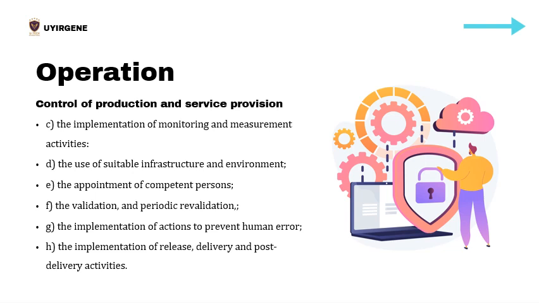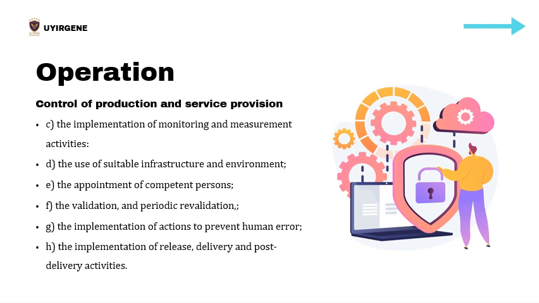Control of production and service provision. The implementation of monitoring and measurement activities at appropriate stages to verify the criteria for control of processes or outputs and acceptance criteria for products and services have been met. The use of suitable infrastructure and environment for the operation of processes. The appointment of competent persons, including any required qualification.